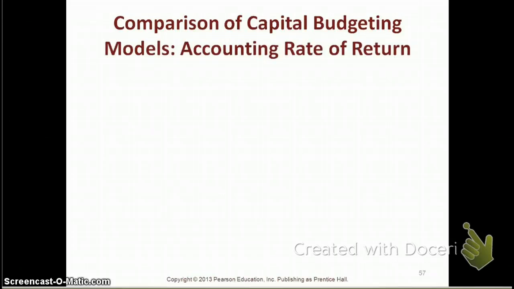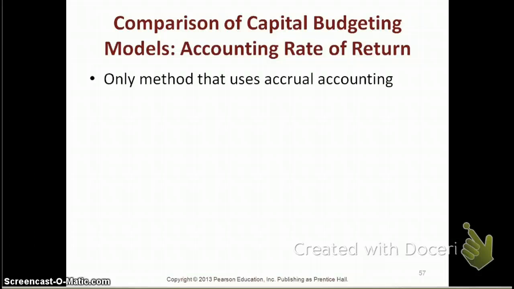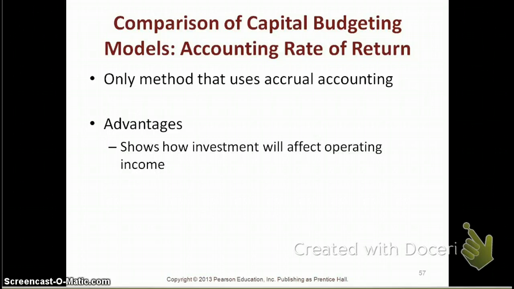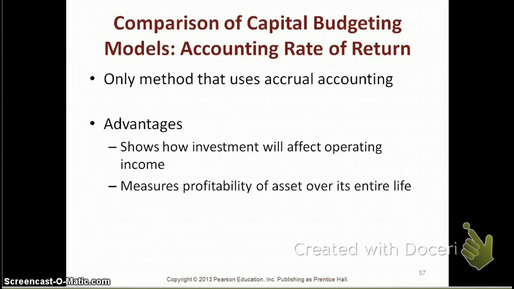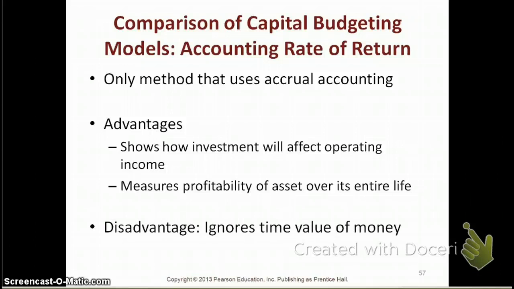The second method was the accounting rate of return. Remember, this is the only method that uses accounting income as opposed to cash flow. So this is the method that uses accrual accounting. The advantage of this method is that it is the only method that shows how the investment will affect our operating income. It also measures profitability of the asset over its entire useful life. However, the disadvantage of this method is that it also ignores the time value of money.